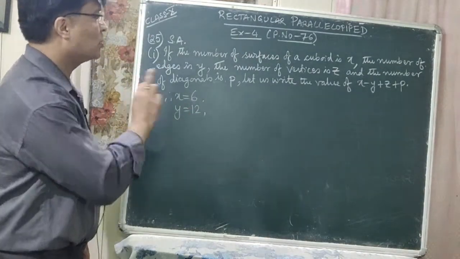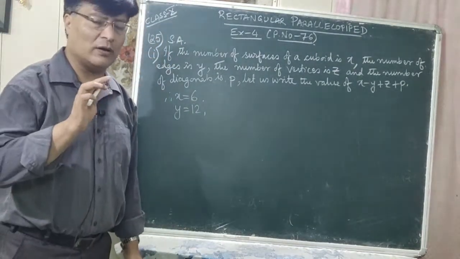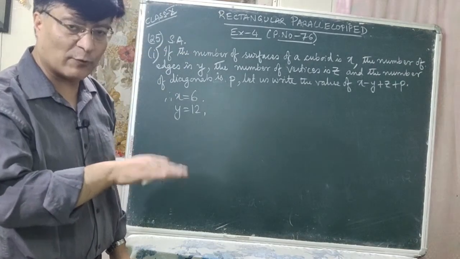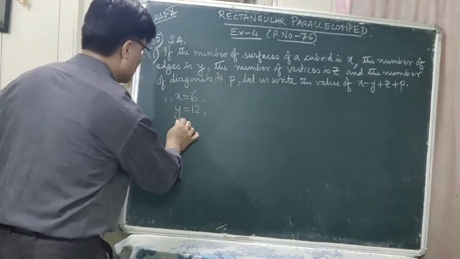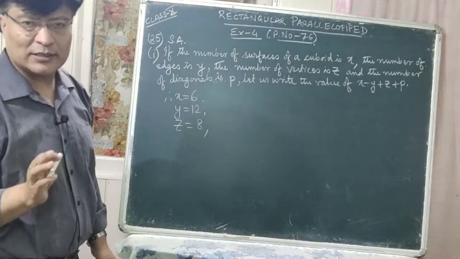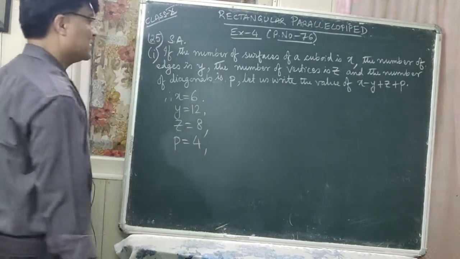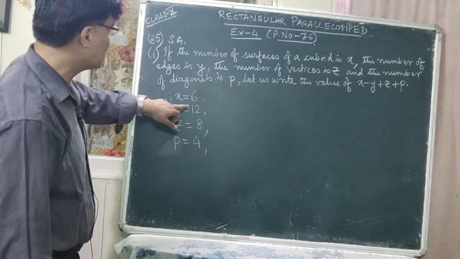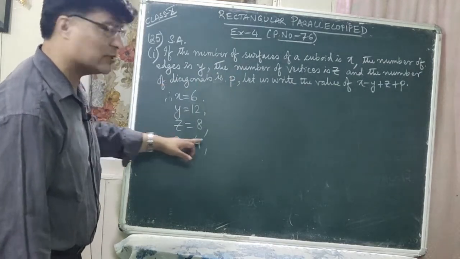Is that clear? So how many vertices are there in a cuboid? There are 4 in the upper face and 4 in the lower face. That is 4 plus 4 is 8. So z is equal to 8. And how many diagonals are there in a cuboid? There are 4 diagonals. So p is equal to 4. Is that clear to all of you? Number of surfaces x is equal to 6, number of edges y is equal to 12, number of vertices z is equal to 8, and the number of diagonals p is equal to 4.